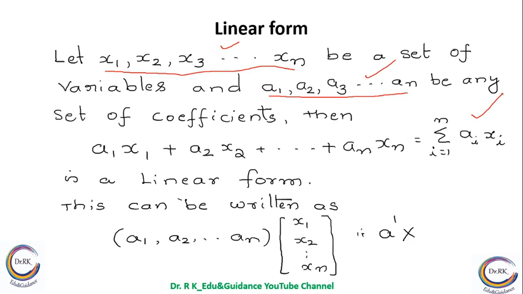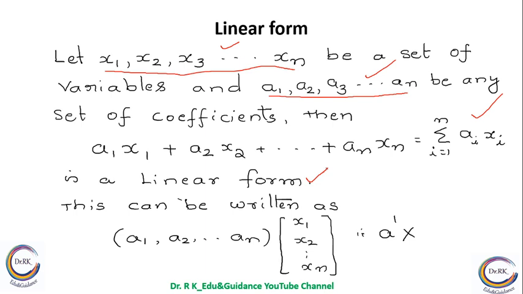When i equal to 1, we get a1 x1, when i equal to 2, we get a2 x2, and so on. This is what we call a linear form, here a linear form in the variables x1, x2, x3, and so on up to xn.